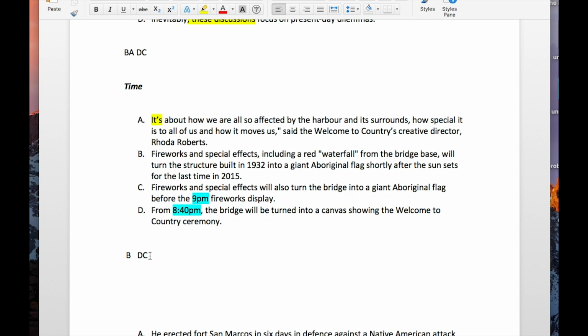So C ended up saying that at 9 o'clock there's a function. So in total, D and C have 2 functions for these fireworks and special events. And A is about how people are so affected by the harbor and the surroundings, and how it affects all of the people and moves us. So this person from this council mentioned the fireworks at 9 p.m., or is it about the entire fireworks and the effects? In this case, it's about the entire firework and special effects. So A is after B. So now we're getting all of it correct.